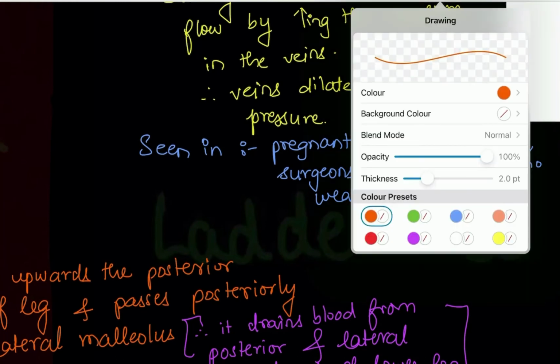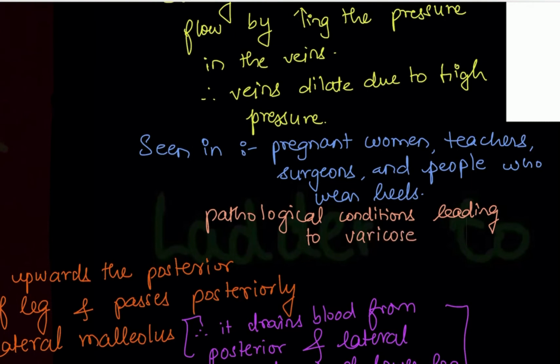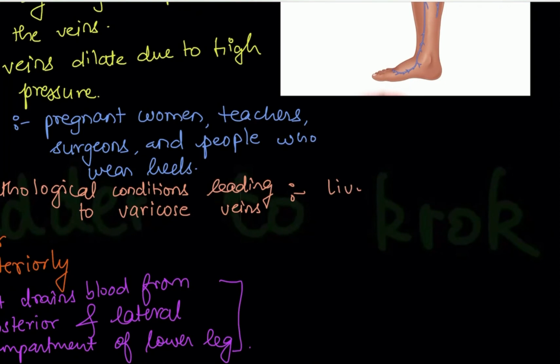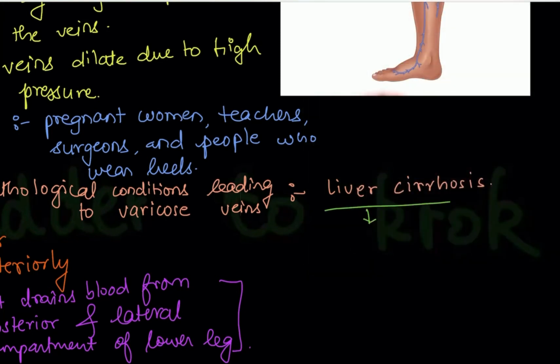Now pathologically this could be seen. So write down pathological conditions which could lead to varicose veins. So pathological conditions leading to varicose veins are liver cirrhosis. Okay, now what do you mean by this liver cirrhosis? Okay, write down the meaning of it.